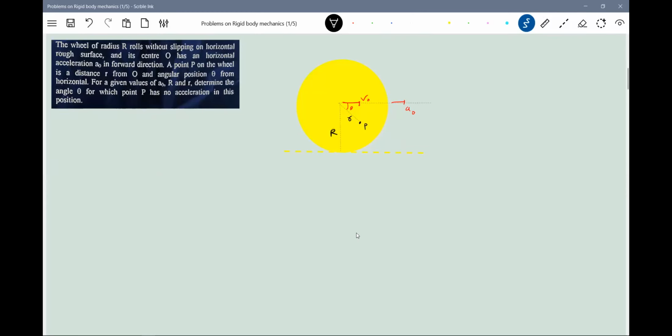Okay, all the information I just gave, for given values of a naught and r, determine the angle for which it is having rolling motion. Rolls without slipping. What are the various accelerations that it is possessing? First, a naught, the linear acceleration. If the acceleration of center of mass is a naught, then all points should also have the acceleration of the center of mass.